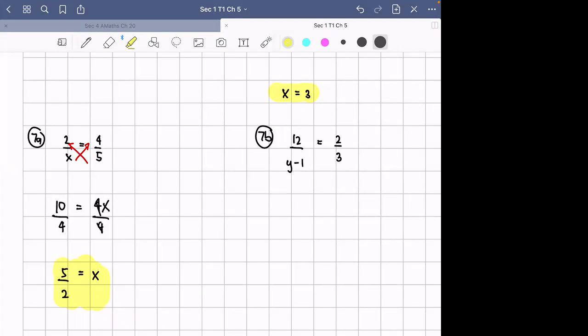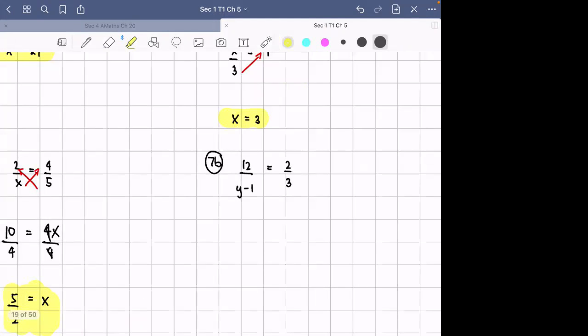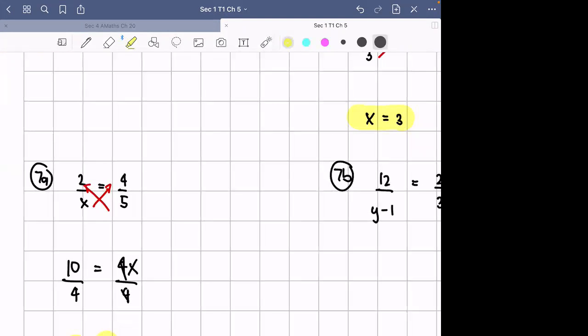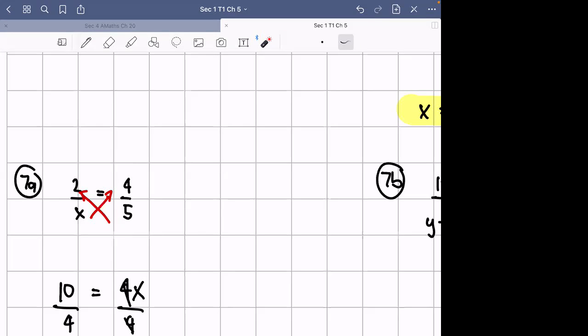All right, so let's have the 7b. Class, again, just don't forget this, okay? You cannot cross multiply when you have, let's say, minus 1/3 x here. Remember that, okay? The only time you can cross multiply is when you only have one fraction here and one fraction there. And that's it, okay?